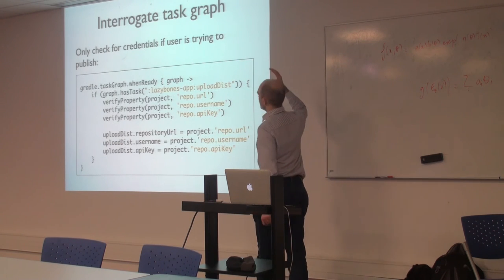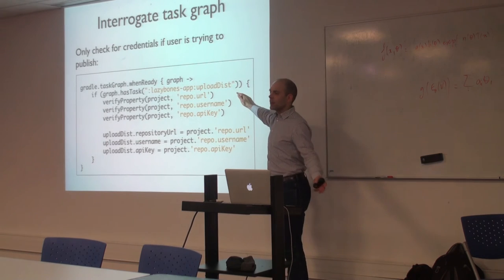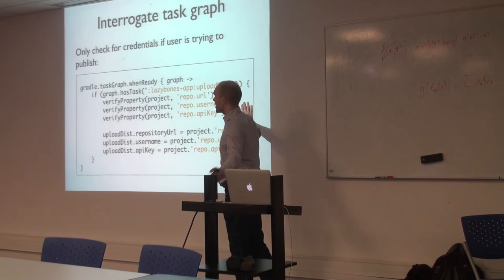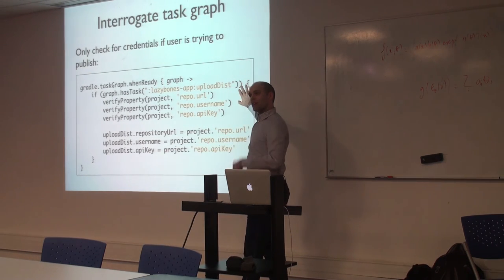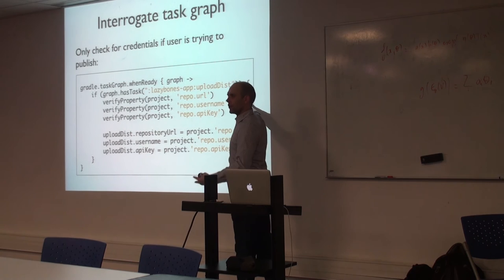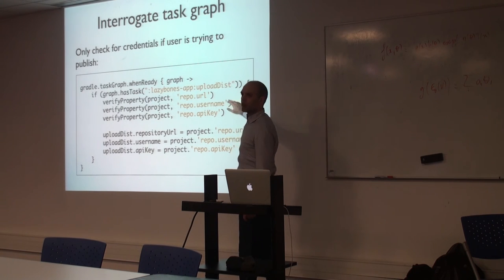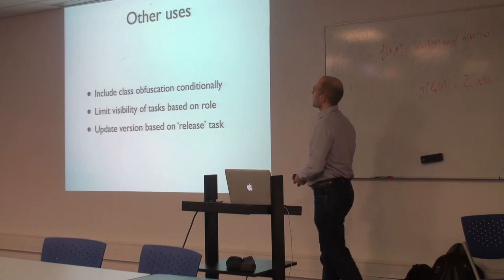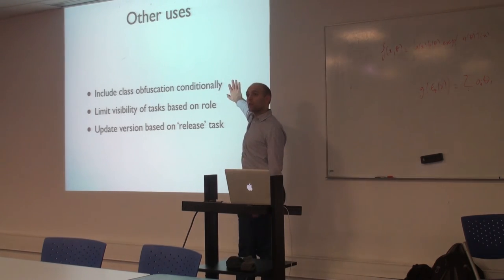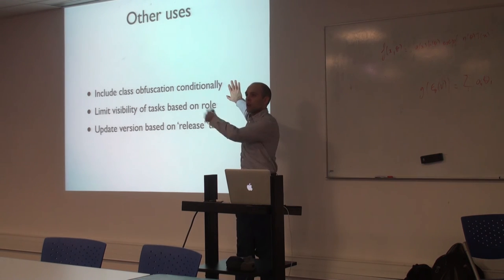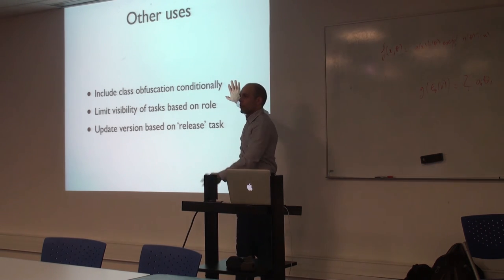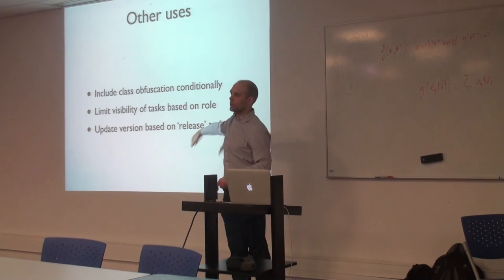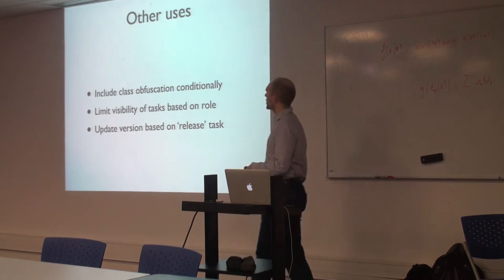But if one of my collaborators, who are few and far between, unfortunately, and I'm happy to accept more if anyone wants to give it a try, grabs the code and just wants to install it locally, they don't have to have these credentials in place. Other things you might want to consider include class obfuscation conditionally, depending on whether it's going to a customer or not, or going into an installer. Again, limiting visibility of tasks based on role. That was the access control I was talking about.